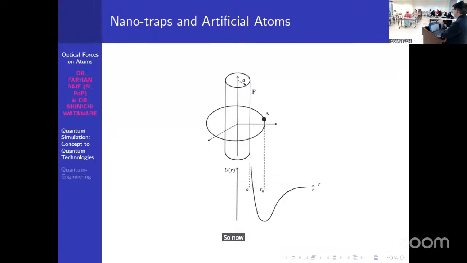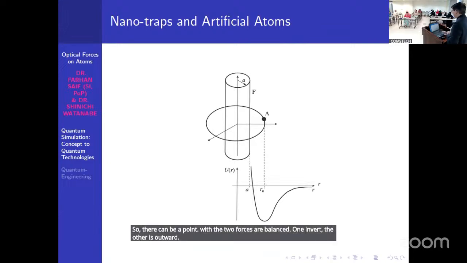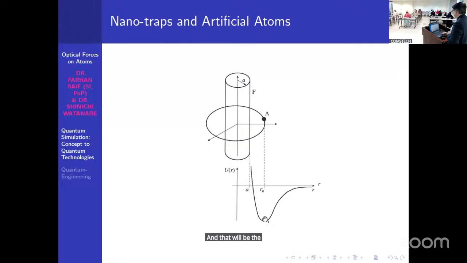They will be following a rotational dynamics around the optical fiber, and they will be having a centrifugal force. So now, if this exponentially decaying field is providing an attractive force, and there is a centrifugal force for the atom which is pulling it away, there can be a point where the two forces are balanced, one inward, the other outward, and that will be the balance point or minimum point. Fine. So the atom can be balanced, can stop there. So it can just keep rotating around this optical fiber in a stable form. It may stay there.